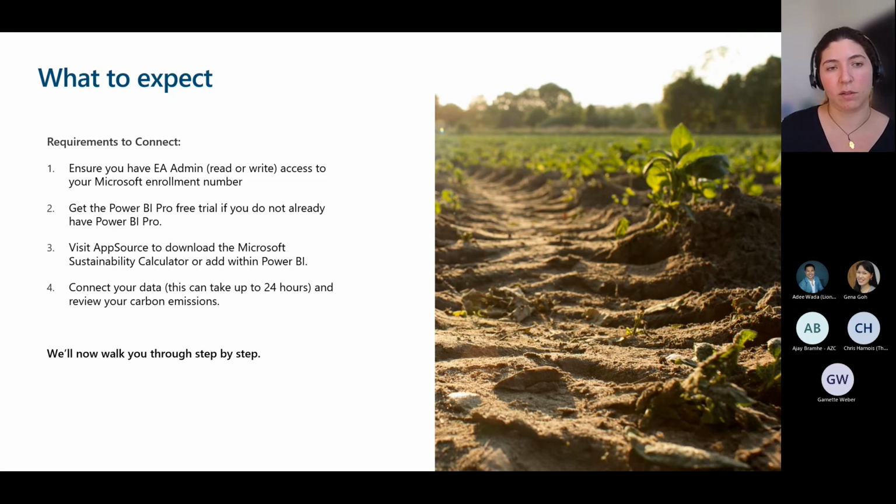I'll make sure to share the link to the documentation in the chat window. But the one thing you're going to need to know is that if you are on an MCA, you have to be a billing admin to set this up. If you are a CSP, this is only for direct CSP. Why? It's just because of carbon accounting rules. Again, they inherit the emissions and they need to report that to their end customer themselves, right? So just be aware of that for a moment.